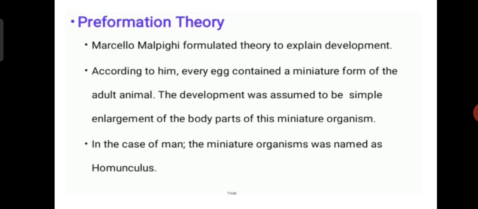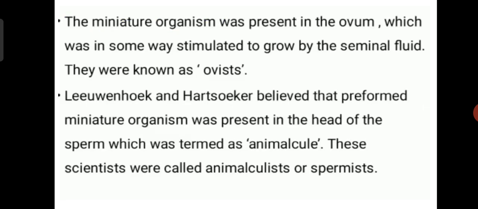If the egg contains the preformed embryo, we call it homunculus. If the sperm contains the preformed embryo, we call it animalculi. But in this case, the egg develops into an animal without the assistance of spermatozoon. If the egg can develop without fertilization, the embryo cannot be preformed inside the spermatozoon. Therefore, this theory was not accepted.